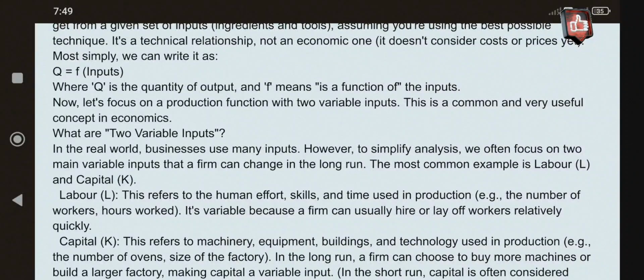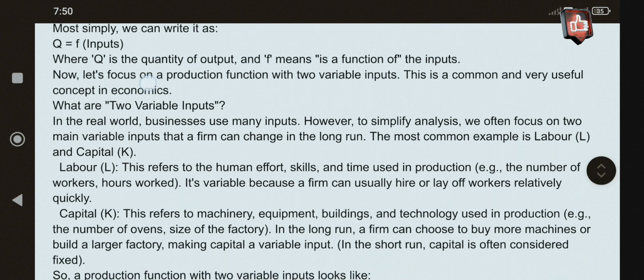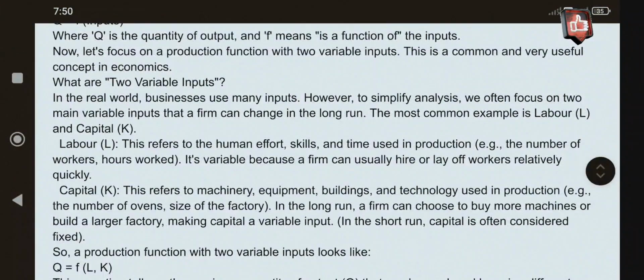Now, let's focus on a production function with 2 variable inputs. This is a common and very useful concept in economics. What are 2 variable inputs? In the real world, businesses use many inputs. However, to simplify analysis, we often focus on 2 main variable inputs that a firm can change in the long run. The most common example is labor (L) and capital (K).